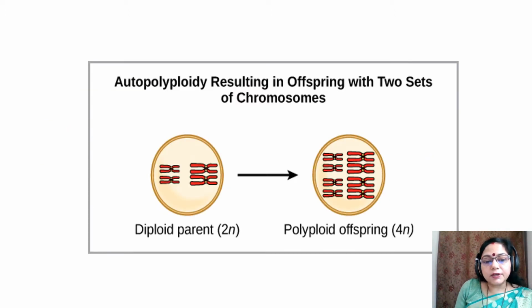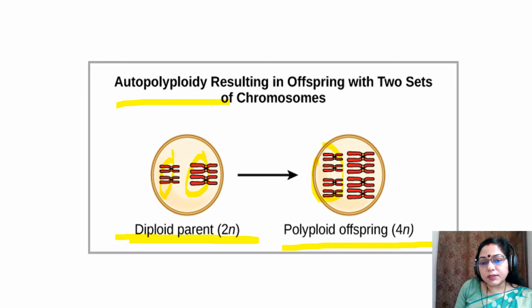In this slide, you can see autopolyploidy. Here you can see the parents are diploid, with two sets of chromosomes, and here it is polyploid. It is autopolyploid because all the sets of chromosomes are of the same type.